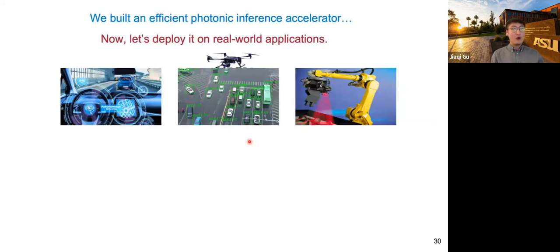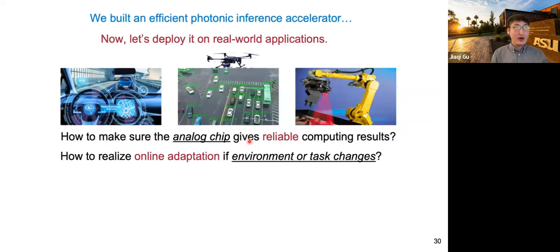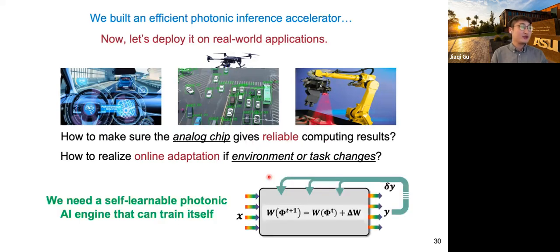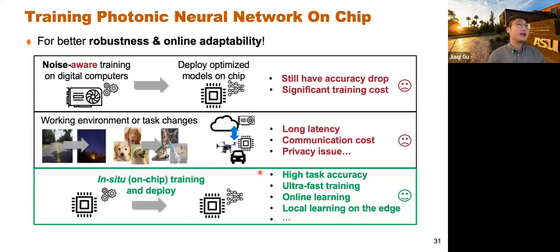So for now, we have talked about all the inference accelerators, right? For transformer, for CNN using photonic devices. And now let's deploy it on a real world application. But before you actually see good results, you will see a malfunction. You will see a huge accuracy drop because remember, you have noise, you have variation. So the circuit itself is not reliable. And also it's very hard to adapt for different applications. You have a fixed functionality, it's not very interesting, right? So how do we build a self-learnable photonic AI engine that can ultimately train itself to simultaneously solve the adaptability and reliability issues? That's our target for on-chip training.